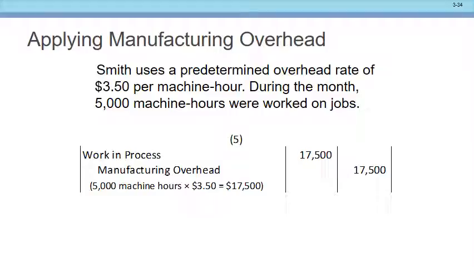So it's in work in progress now, isn't it? And we're going to credit our manufacturing overhead, 17,500. That 17,500 is going to be debited to the work in progress.